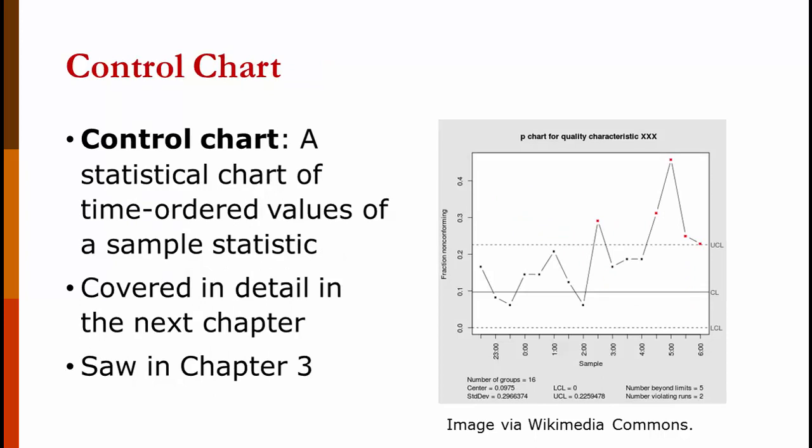A control chart is a statistical chart of time-ordered values of a sample statistic. It is roughly a confidence interval. It has an upper control limit, a center line, a lower control limit, and the actual observations. Any observation above the upper control limit is considered out of control. Any observation below the lower control limit is considered out of control. Also, it's considered out of control if there are observable patterns in the data.